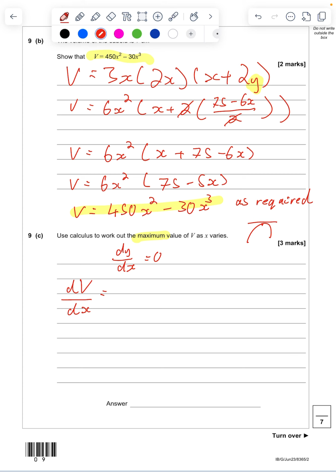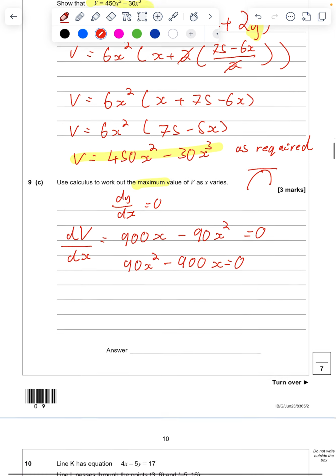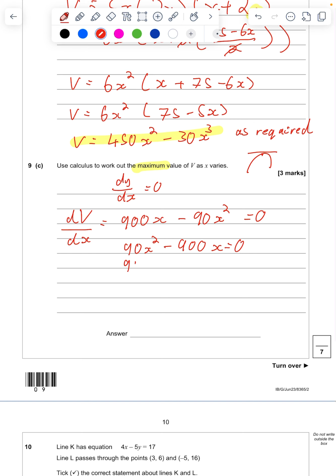Now if you do that, times the 450 by 2, you're going to get 900x, take away 90x squared. And the maximum will be when that's equal to 0. So you've got to solve this. Now I'm going to get the 90x squared onto the other side and take away the 900x. I'm just rearranging it a little bit. Now I'm going to factorize out a 90 and an x. So I'm going to get x take away 10 being equal to 0.